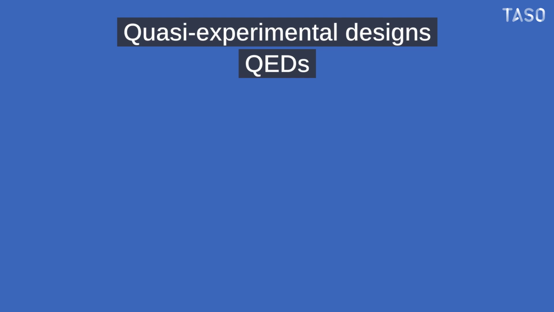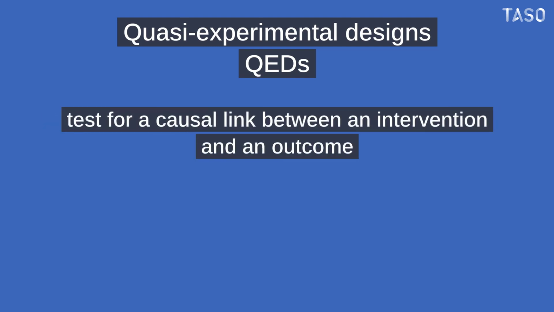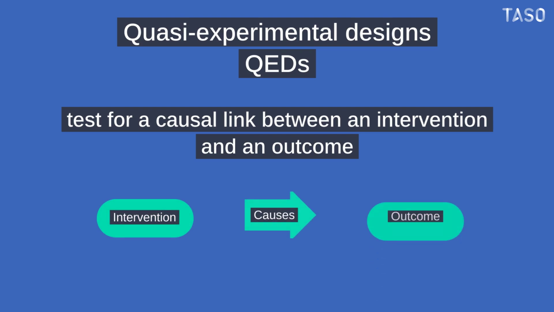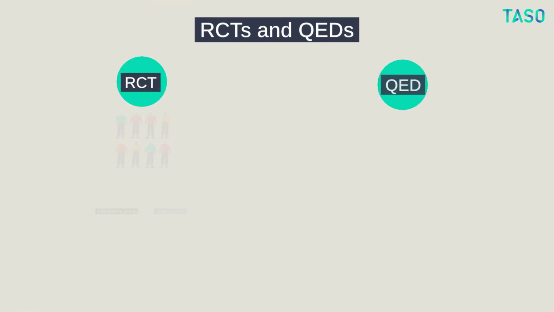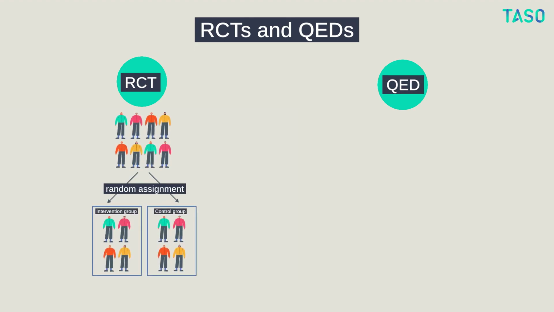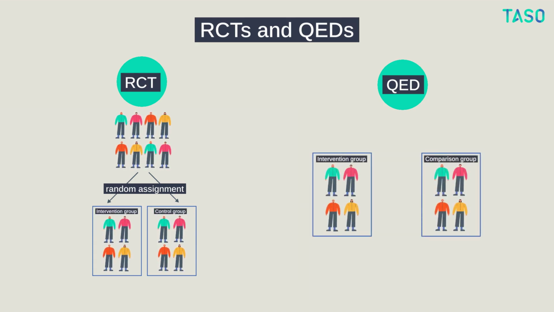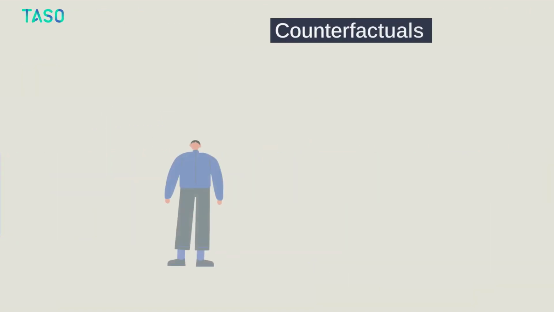Quasi-experimental designs, or QEDs, test whether there is a causal link between an intervention and an outcome. Unlike in experimental studies, such as randomized controlled trials, in QEDs participants are not randomly assigned to an intervention or control group. Instead, we look to identify or create a comparison group that is as similar as possible to the intervention group on characteristics that may influence the outcomes of interest.